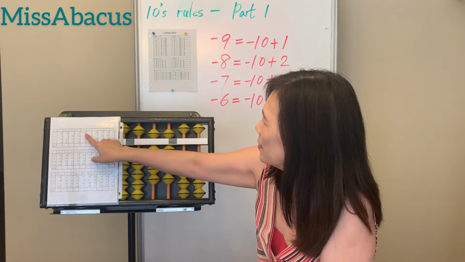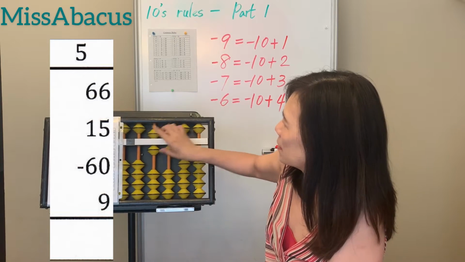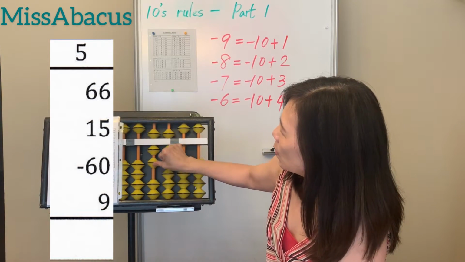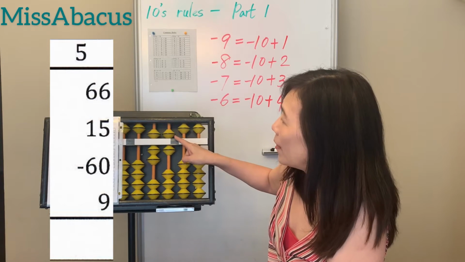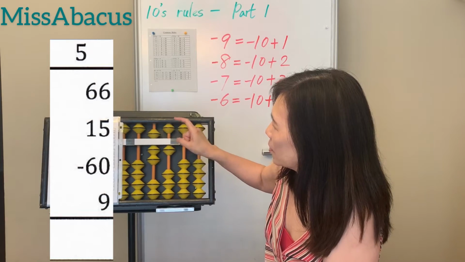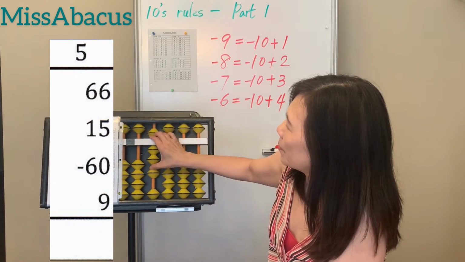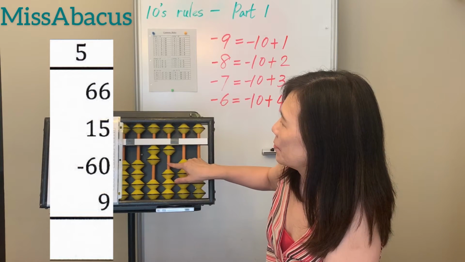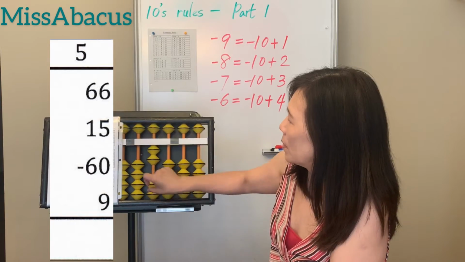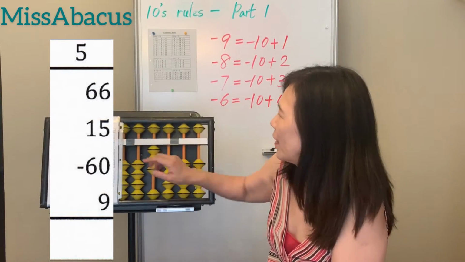Number 5, 66 plus 15. So 1 on the 10's place, 5 on the 1's place. The rule: minus 5 plus 10. Minus 60, no rule because you have 6, 0. The last number, plus 9, is minus 1 plus 10. So the answer is 30 for number 5.